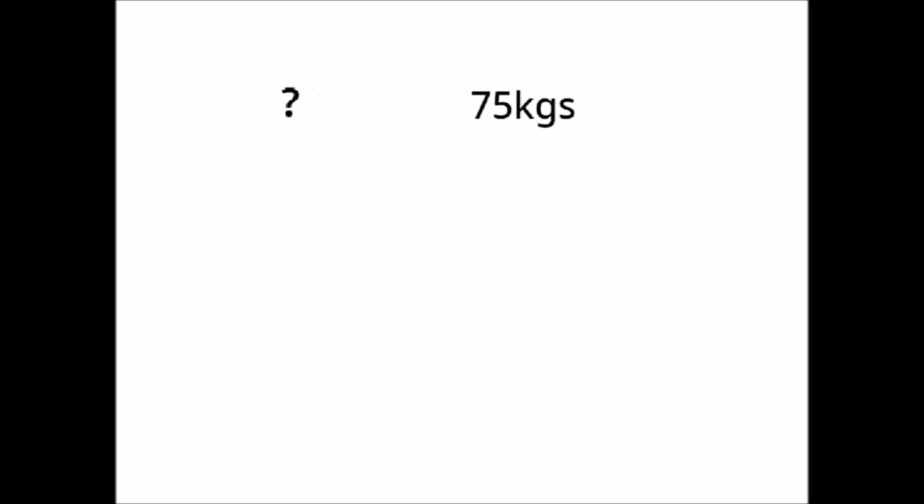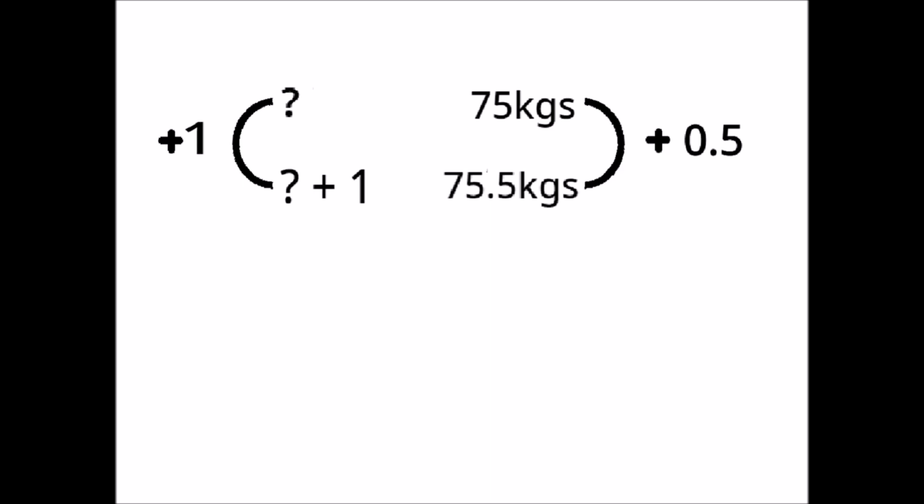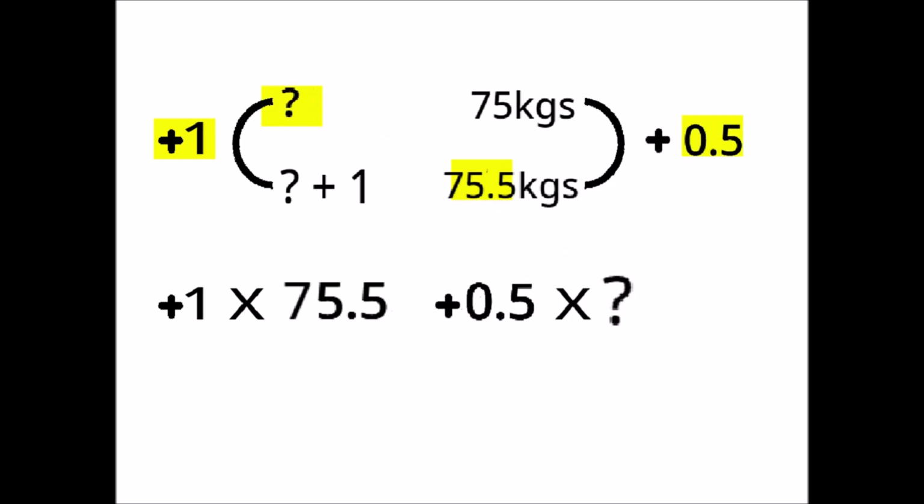Write the old average of 75 kilos on the top right. Although we do not know how many men there were, we do know that one man joined the group. Write the new average of 75.5 kilos on the bottom right. Applying the method, we write 1 multiply 75.5 plus 0.5 multiply question mark. And what does this equation equal to?